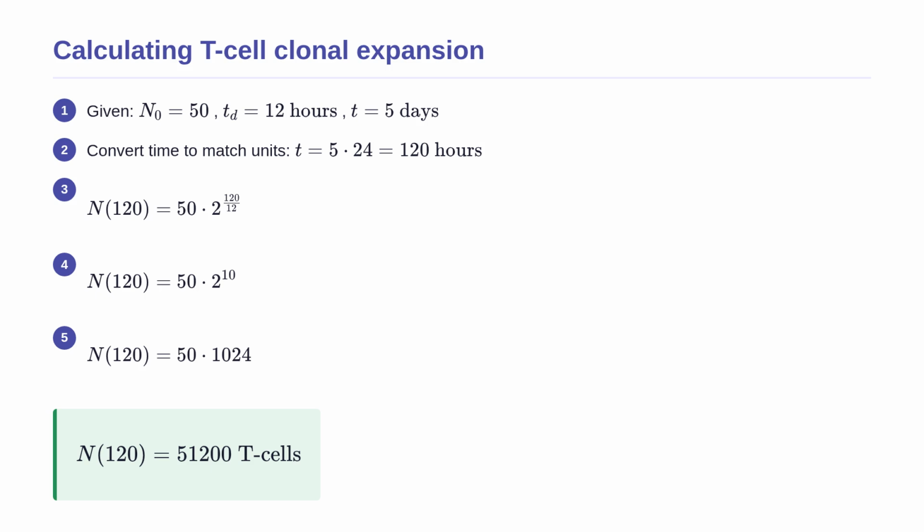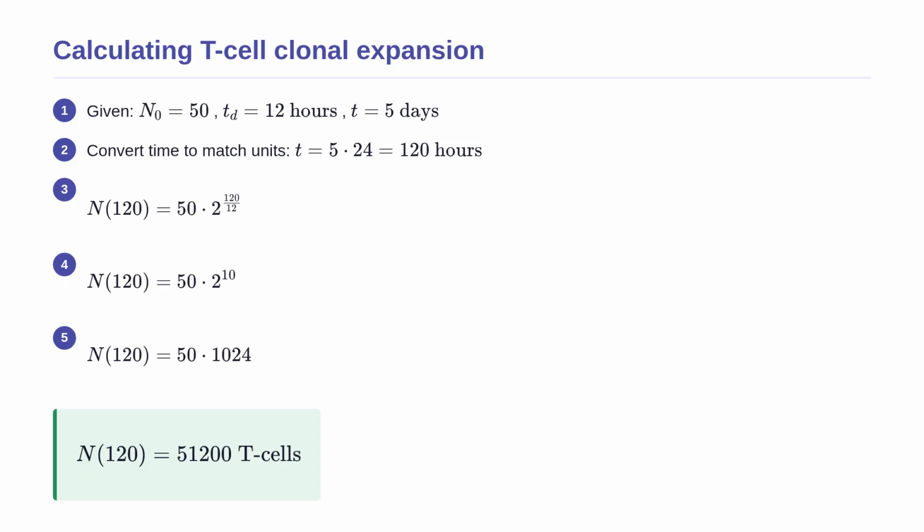First, we must ensure our time units match. We convert 5 days into 120 hours. This is a crucial step, as mixing days and hours ruins the calculation. Next, we substitute our values into the equation. Dividing 120 by 12 tells us the cells undergo exactly 10 rounds of division.